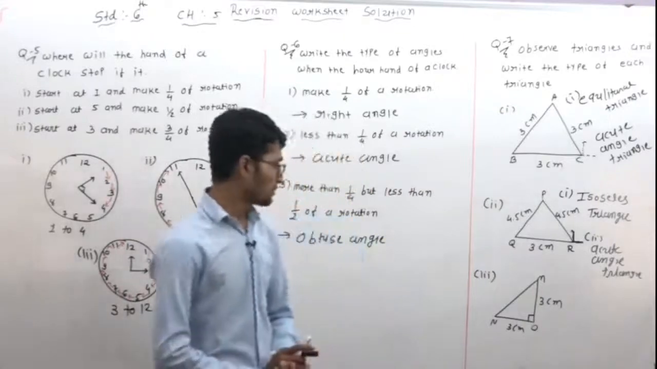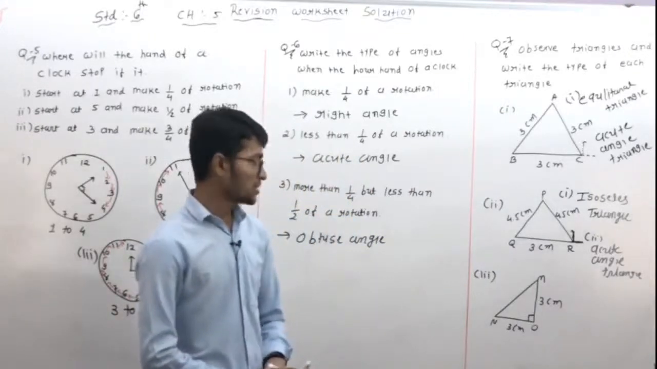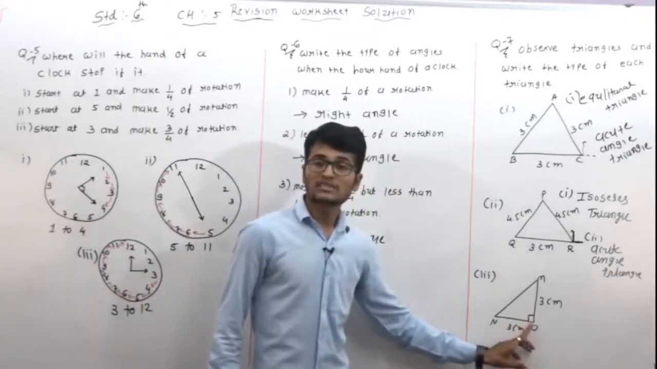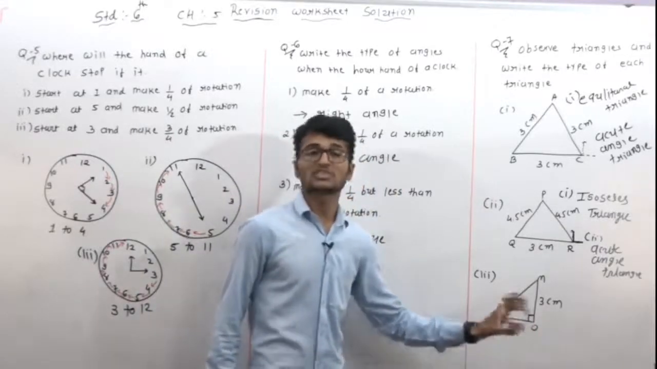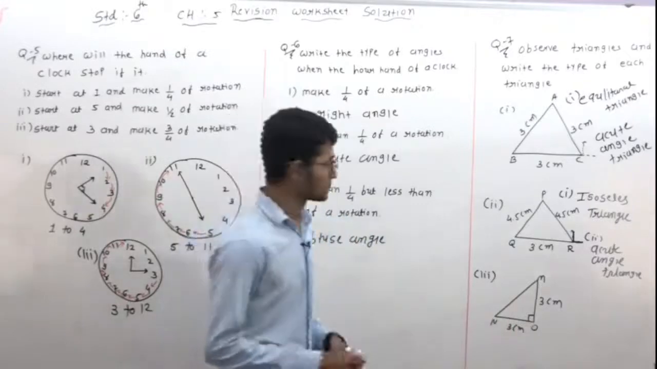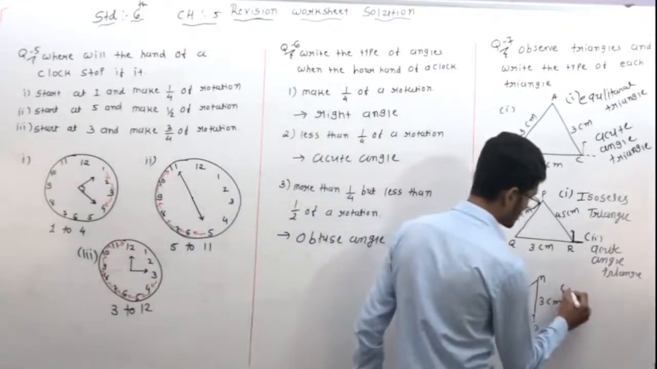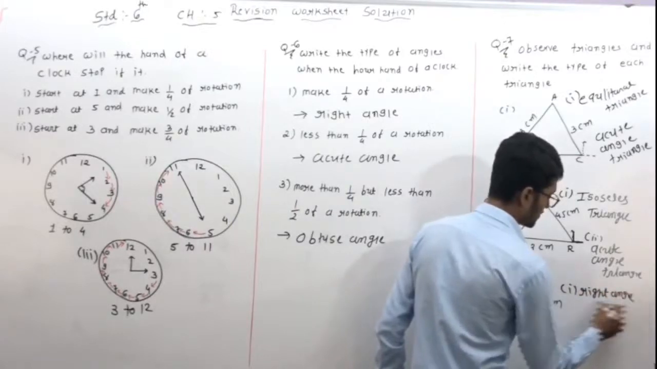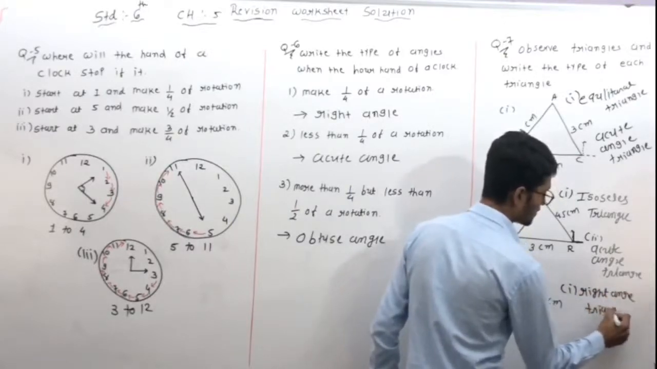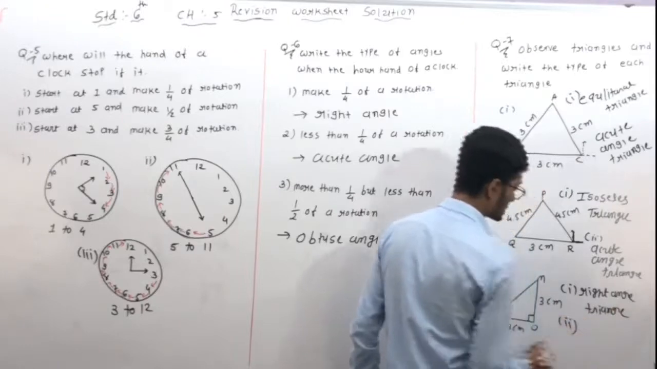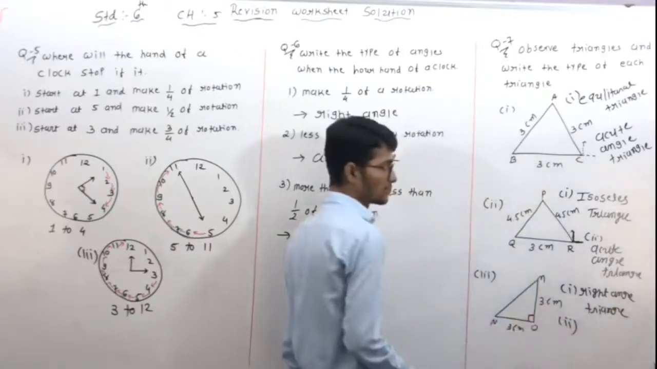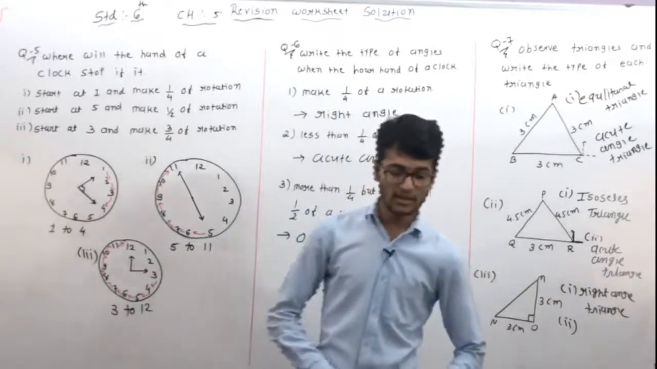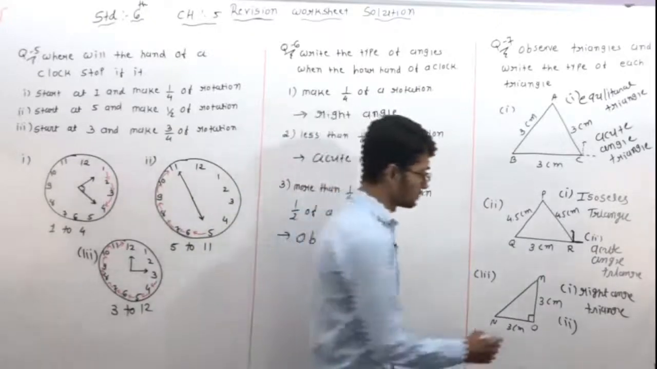Now the last one, 3 centimeter and 3 centimeter. And here is the given sign. So which type of sign is this? This one is the right angle sign. It means this angle is the right angle triangle. So write down the first one: right angle triangle. And the second name: in this triangle the two sides are same. Two sides same is which type of triangle? Isosceles triangle.